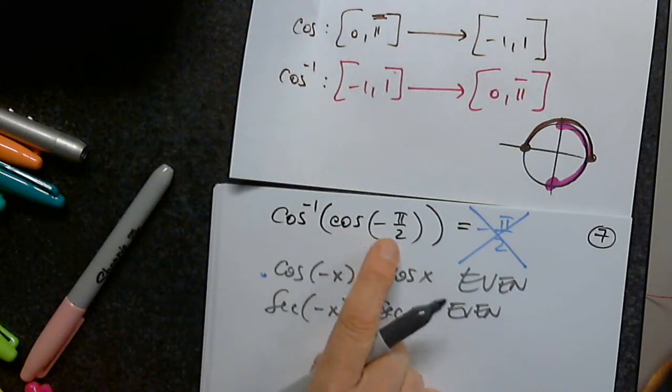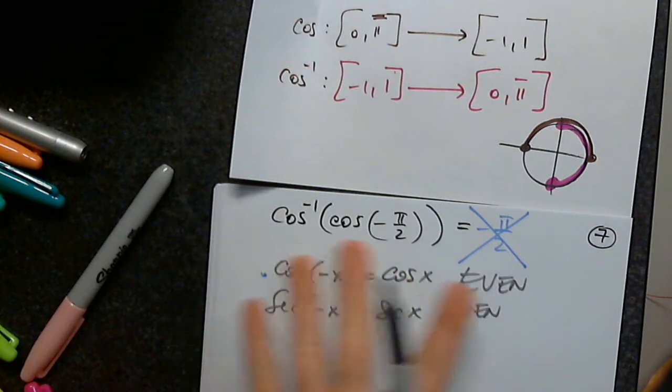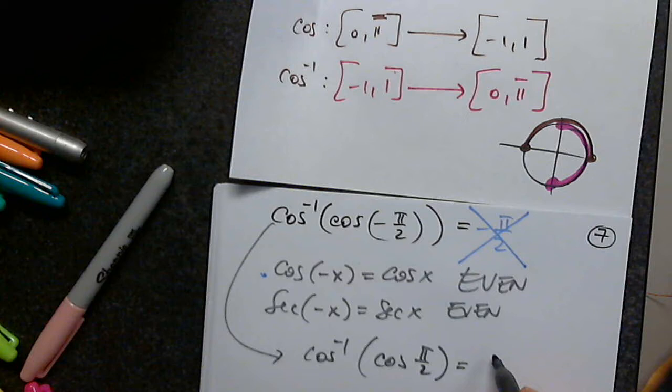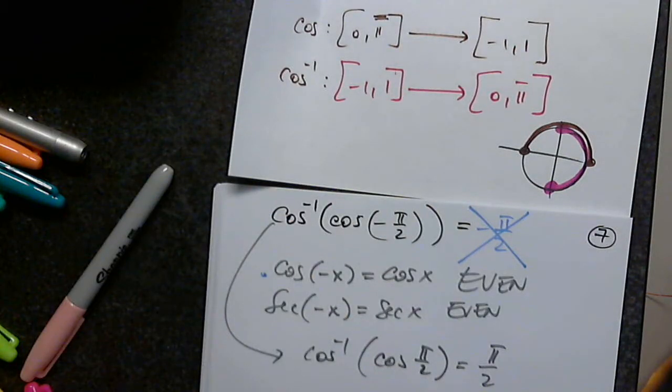How much is cosine of negative pi over 2? Exactly, because it's an even function. So then I continue with cosine inverse of cosine pi over 2, and now I'm in business and I'm done. What is the answer? Yes, because pi over 2 is in this domain. So always remember, never ever have to deal with negative angles. But you have to remember there are 4 odd trig functions and 2 even trig functions.